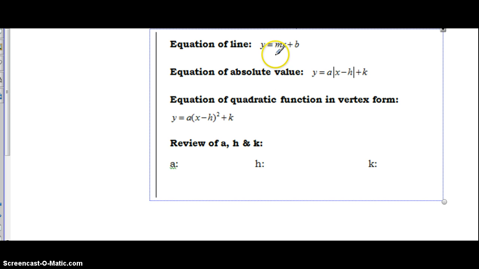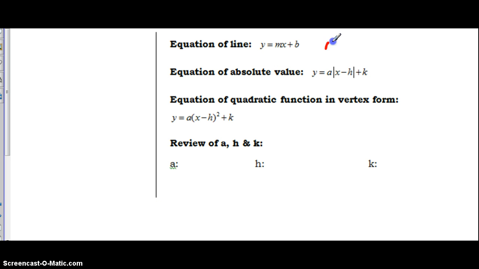So remember, the equation of a line is y equals mx plus b, and in this case, the mx is our a, and our b is our k. So they're going to do the same that we're used to. The a is changing our slope, and you're pretty familiar with that from Algebra 1, and you reinforced it in geometry. And then b is, remember, moves the line up and down, just like the k does.